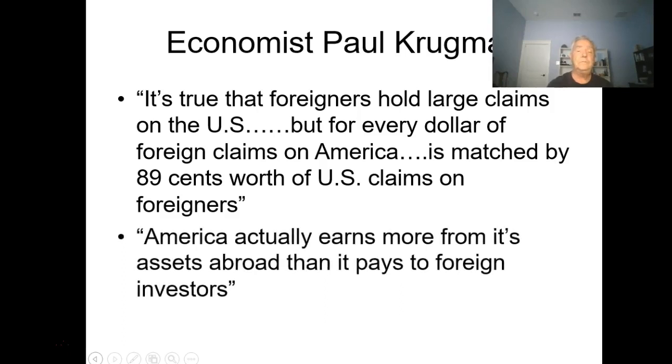So Krugman says America actually earns more from its assets abroad than it pays to foreign investors. Well, you know, that kind of makes sense because the economies abroad are not as strong as ours. Their interest rates are higher so that they can attract foreign investors. You guys can think about this.